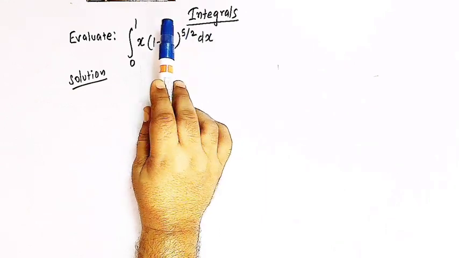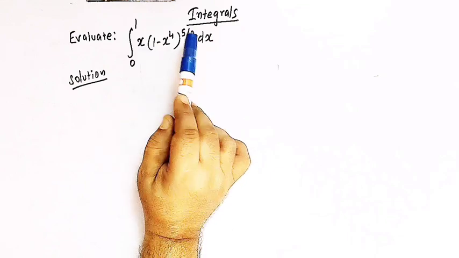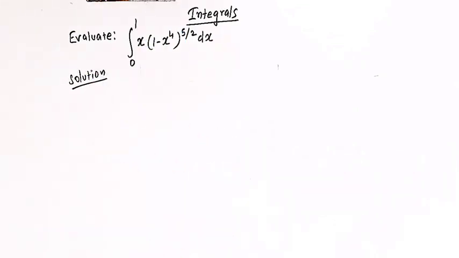We have to evaluate this integral using the concept of beta and gamma functions. We'll make use of some important results from beta gamma functions to evaluate this integral. Let us first use the substitution method, and then we'll apply the different relations and concepts from beta gamma functions. So let us start.